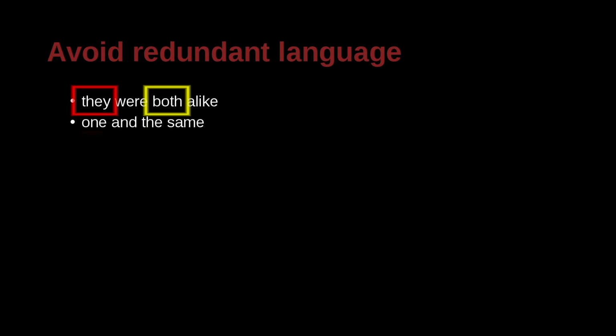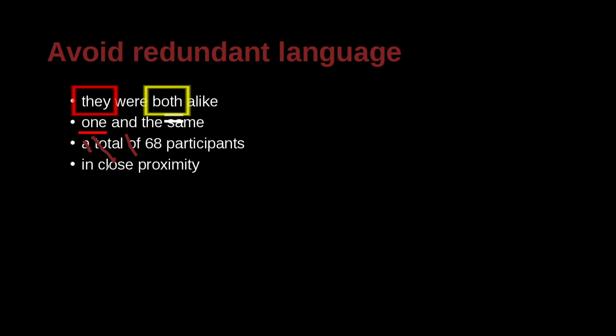Avoid redundant language, that is, saying the same thing over again. They were both alike. So here we have they and both. It's the same thing twice. One and the same. If they're the same, then they must be one. So again, this is wasting space. A total of 68 participants. Isn't a total of 68 participants the same as 68 participants? So we can just cut those right out just like that, right? Isn't that the same thing?